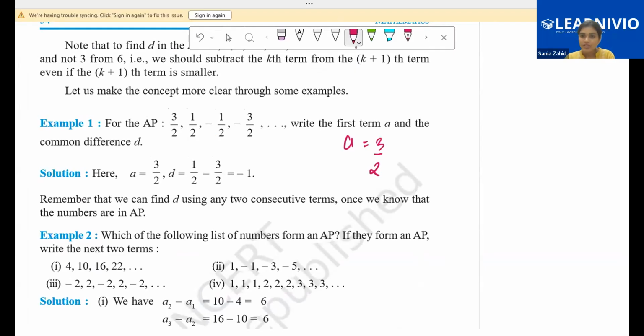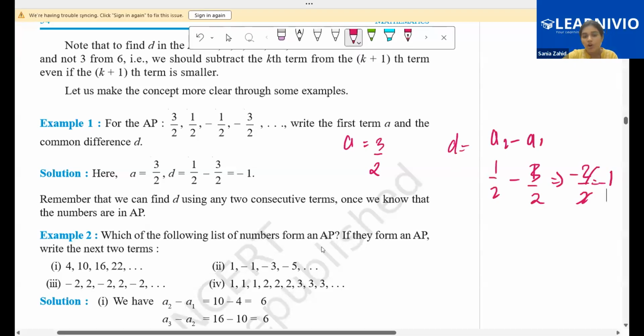And what is the common difference? Minus 1. How is it minus 1? Like 1 by 2 minus 3 by 2. Yeah, so the formula for common difference is A2 minus A1, right? First, you have to write the formula itself. So formula of D is A2 minus A1. That becomes 1 by 2 minus 3 by 2. That becomes minus 2 by 2. And we know that equals minus 1, right? That's how we got D as minus 1.